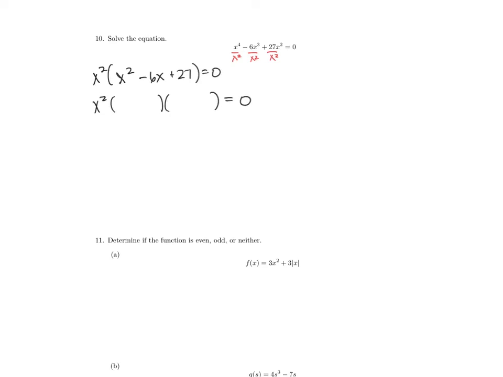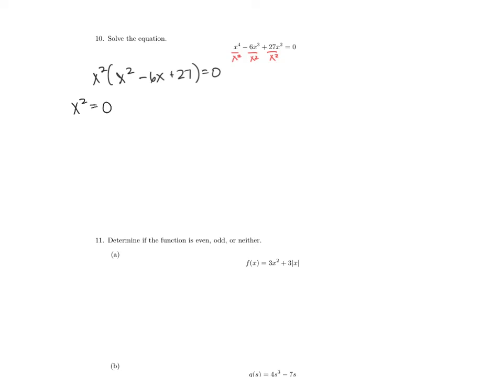Can I? It has to add to get negative 6, but multiply to get positive 27. I'm actually not going to be able to factor that, I don't think. So let us do it like this. What you want to do is set each factor equal to 0 separately and solve. So that one is solved.